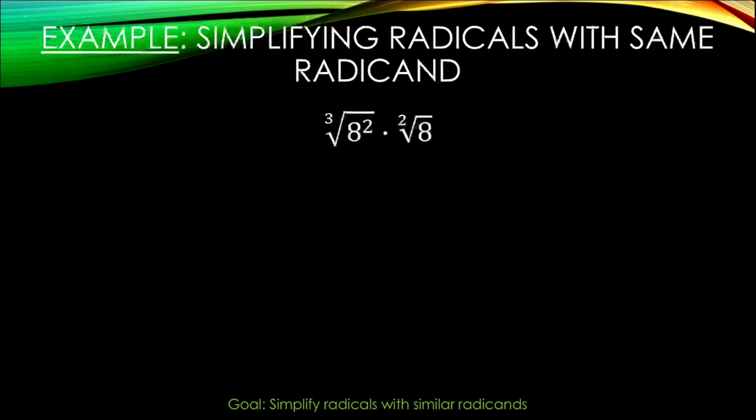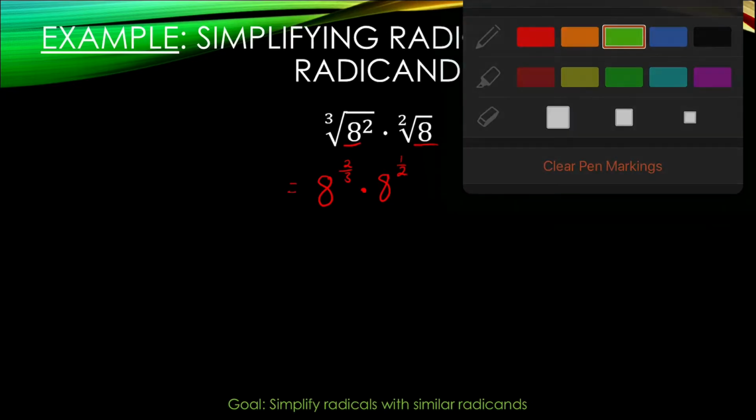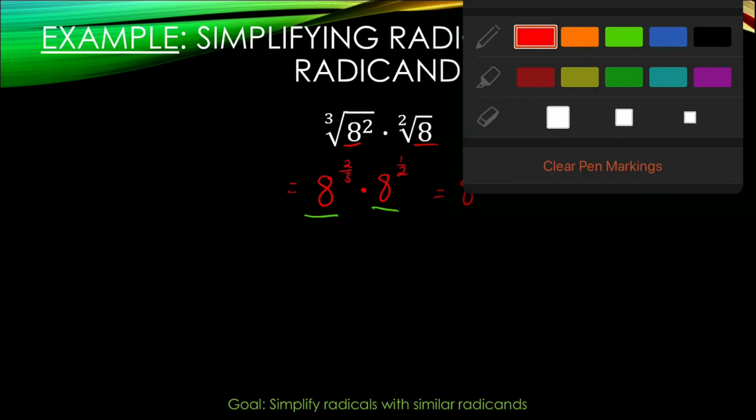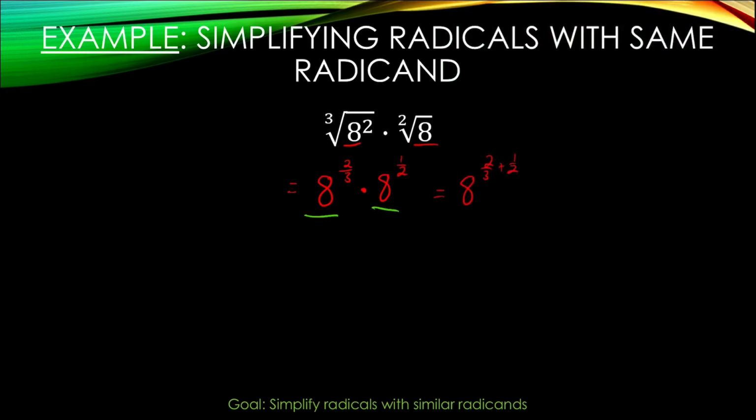Here's my example. Notice my radicand, that number underneath, is the same. I can rewrite each of these. So I can say 8 raised to the 2/3 power for the first one, multiplied by 8 raised to the 1/2 power. Since I know that my bases are the same, I can add my exponents. So 8 raised to the 2/3 plus 1/2 power. Now we can add 2/3 to 1/2. So I'm going to just come over to the side here.